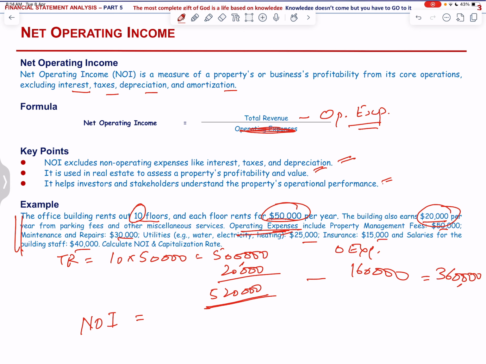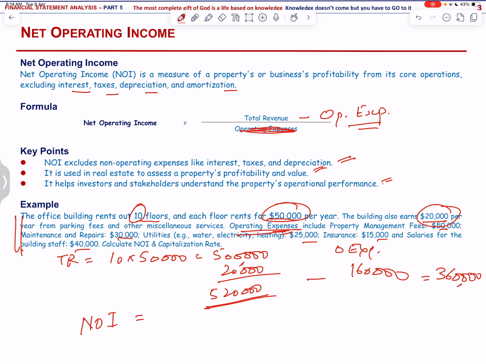So the net operating income is 360,000, and this means that the property is generating 360,000 in income after covering all operating expenses. This is the amount available for debt servicing if applicable, and taxes, and it doesn't include any interest payments, loan repayments, depreciation, or taxes.